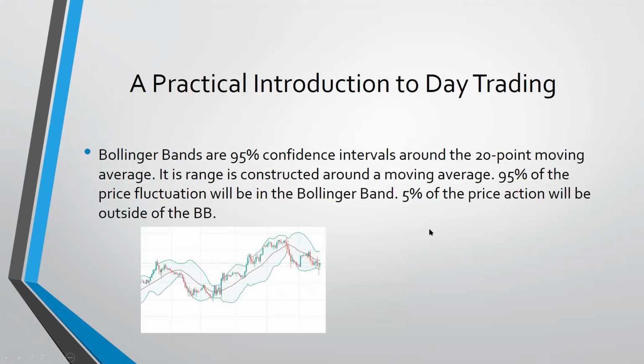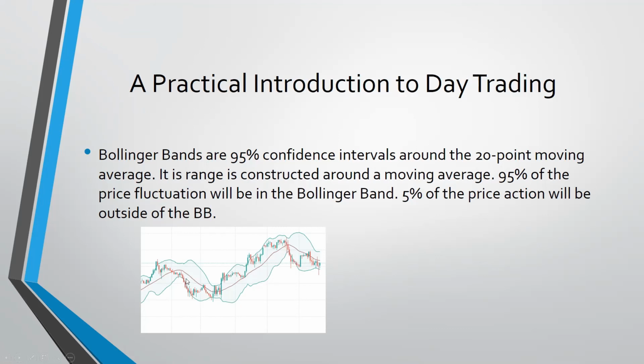The next indicator I use frequently is the Bollinger Bands. Bollinger Bands are 95% confidence intervals around the 20-point moving average. So a confidence interval is a range. It has an upper limit, it has a lower limit. This is a range that is constructed around the 20-point moving average. This middle point here is a 20-point moving average. This is the upper Bollinger Band, this is the lower Bollinger Band.